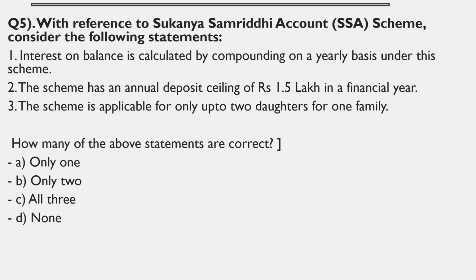The maturity period is 21 years and the current rate is 8.0, calculated on a yearly basis. So all three statements are written correctly. The scheme removes the parents' burden mindset and provides financial stability to female offspring. So all three statements are totally right.